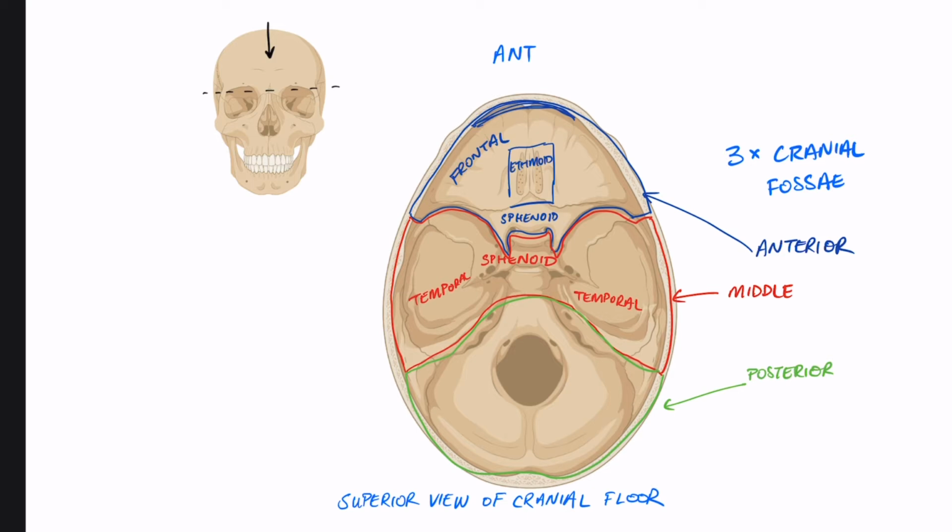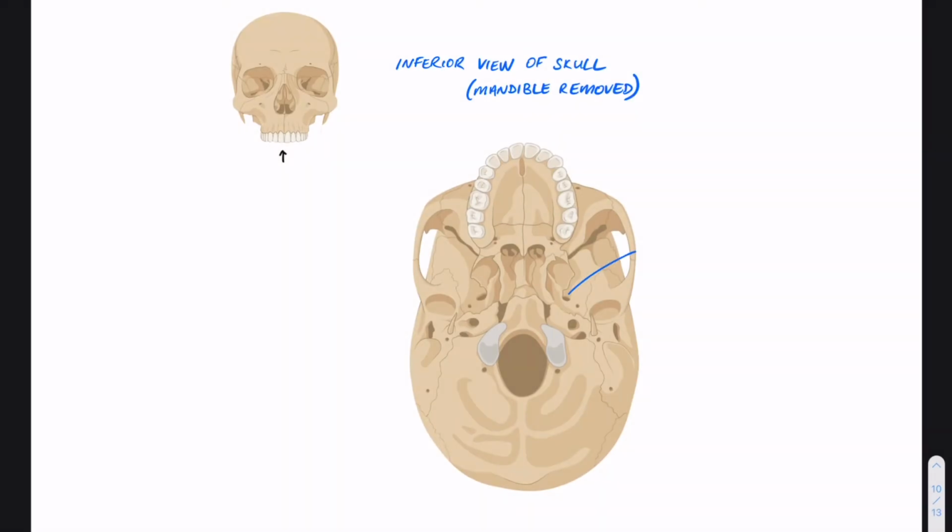And then posterior again to the middle cranial fossa, we find the posterior cranial fossa, which will be composed of a very small portion of the temporal bones, but largely the occipital bone, and that will hold the cerebellum and the occipital lobe on top of that.